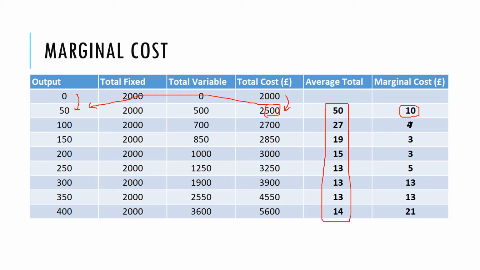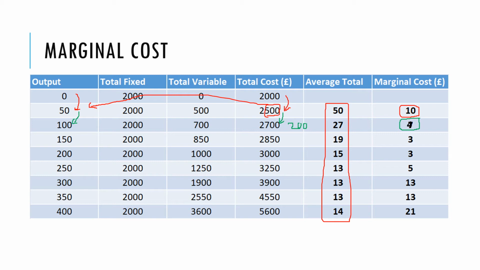Now let's go on to the next example. We can see that by going from 50 units to 100 units, an extra 50 units, total cost has increased from 2,500 to 2,700, an increase of 200. So we have 200 extra cost from 50 extra units. What has been the marginal cost there? The additional units have each added 4. So that last extra unit added 4 to the total cost.